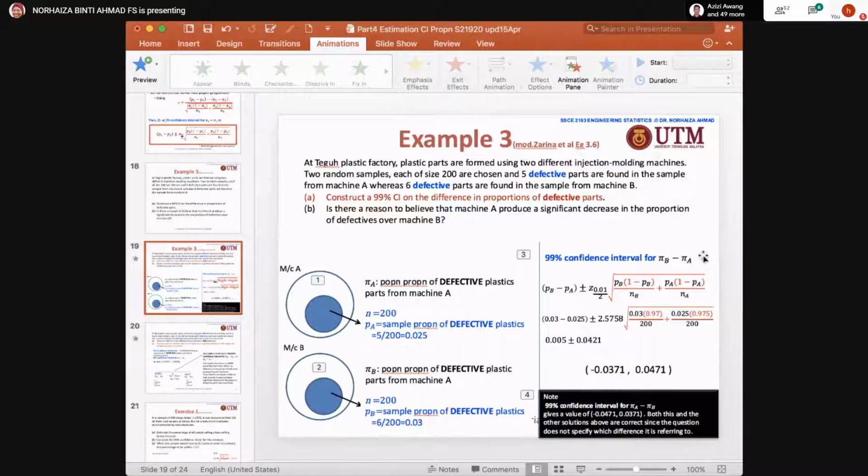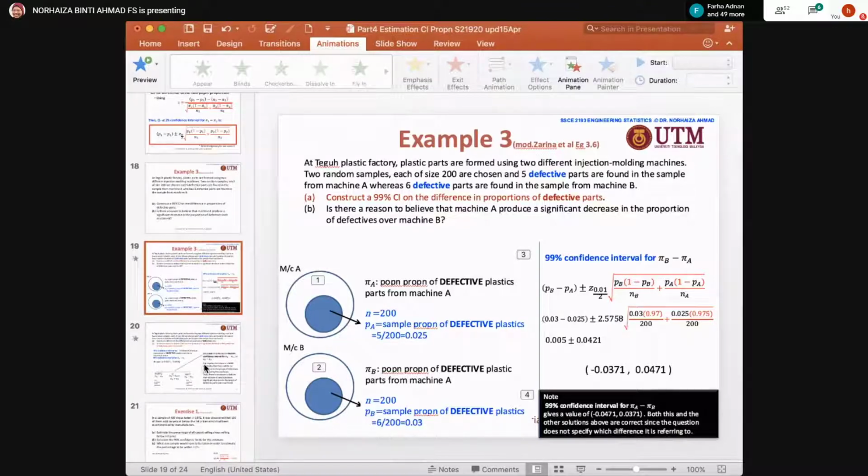Because from here you know that I'm very sure, if I take many, many samples, only 1% of an error I would make to say that pi b minus pi a lies within this interval, because I really believe at 99%. 99% means that if I take this sample or another sample or another sample, I will still have this belief. So is there a reason to believe that machine A produced significant decrease in the proportion of B? To find whether it really decreased is going to be difficult.